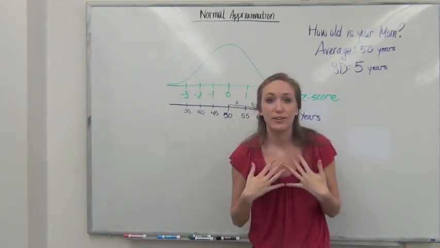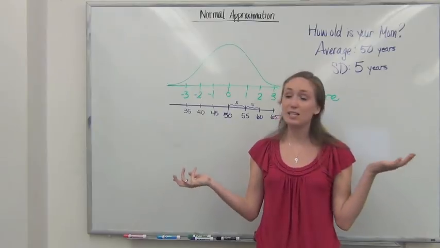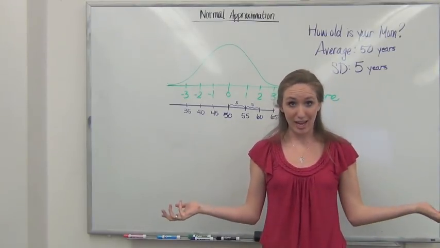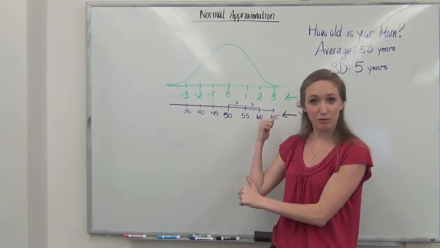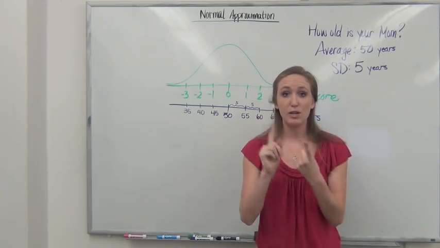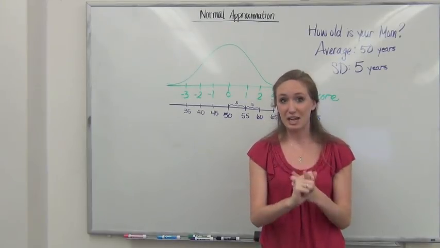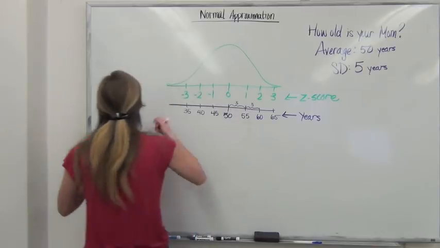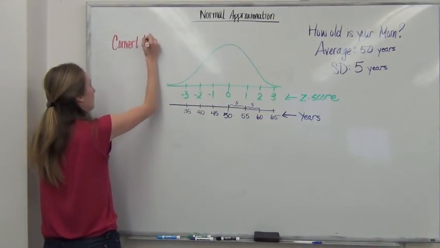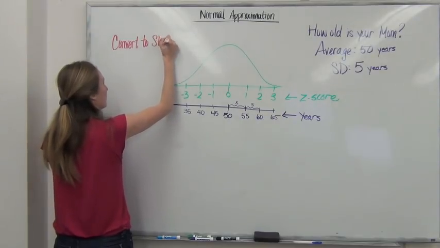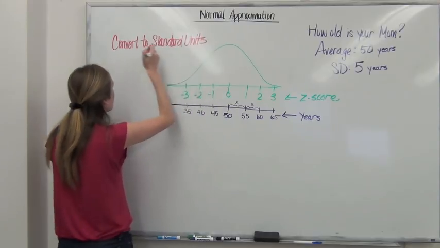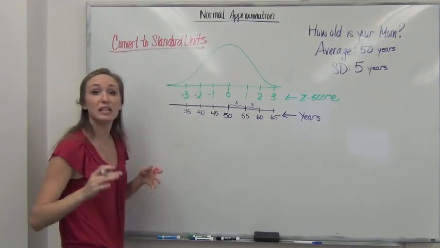My mother is 55 years old. So if I was curious to find out what percentage of mothers my mom is older than, I would hit up the normal curve. So the first thing we need to do, the golden rule of statistics, rule number 1, is convert to standard units. So convert to standard units. How do we convert to standard units?